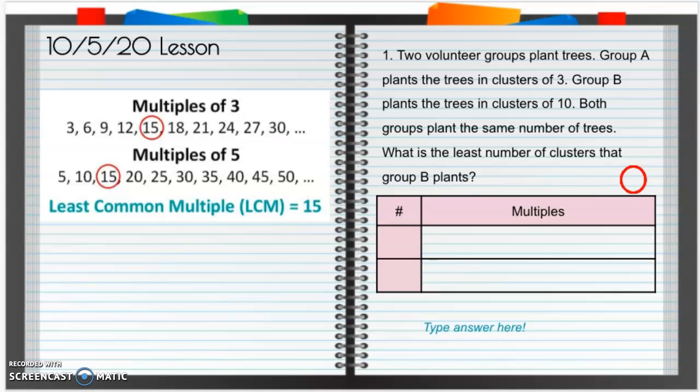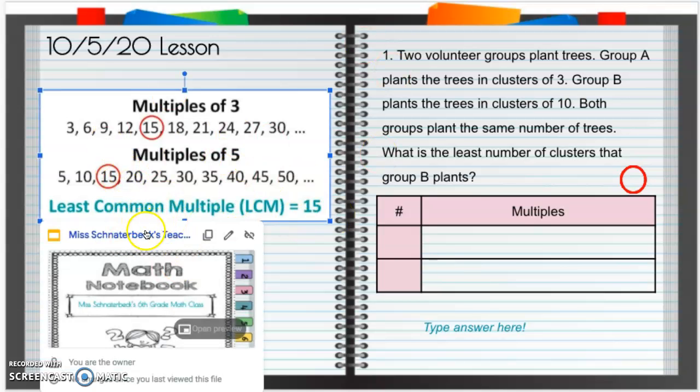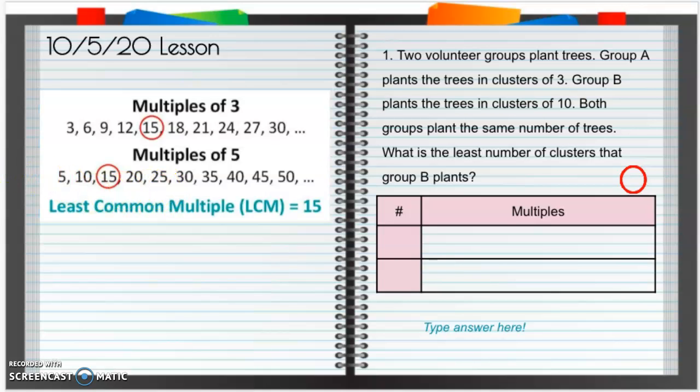October 5th, 2020 lesson. On the left-hand side, we have a poster here. If you click it, it'll take you to more examples of the least common multiple. We are going to continue this week with the least common multiple.